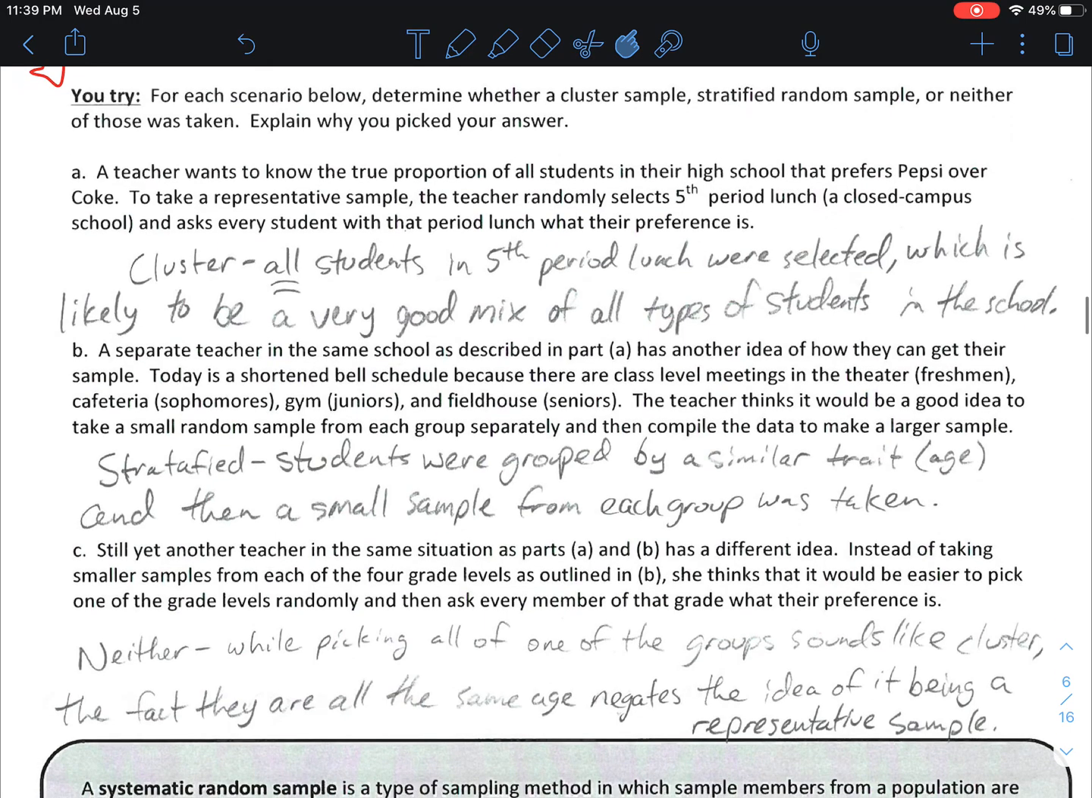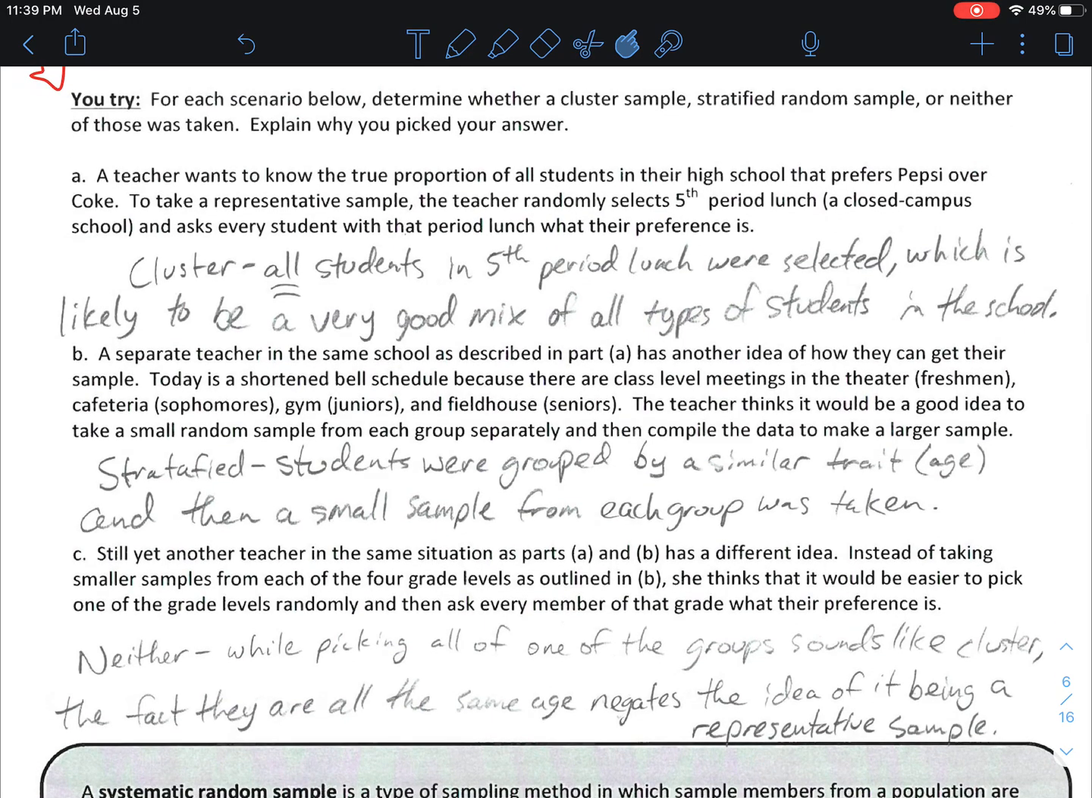Okay. So first one, a teacher wants to know the true proportion of all students in their high school that prefers Pepsi over Coke. Say it's a representative sample. That's huge there, right? That word, representative. We want to get a sample that represents the population. If we're taking a sample and trying to say something about all the kids, you're not going to say the right thing if it's not representative, okay? You might not exactly hit the mark, but it's going to be close, or often enough be close enough. So take a representative sample.